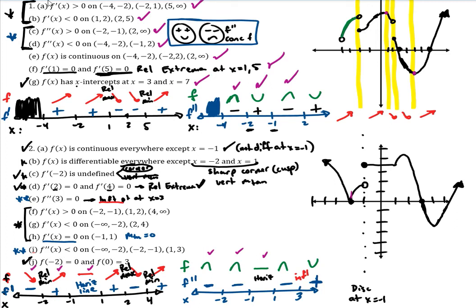All right, so f of x is continuous everywhere except at x equals -1. Yep, that's good. Okay, so A is definitely checked off. F of x is differentiable everywhere except at x equals -2. So that's where it's got the corner. It's also not differentiable at -1.